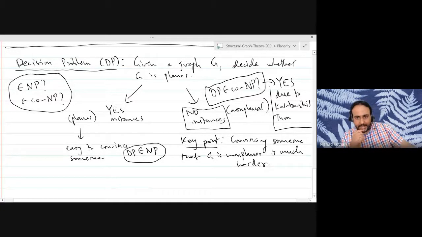And that is one of the main things we are trying to prove in this module. Our main goal in this module is to prove Kuratowski's theorem, and on the way, see other interesting results about planarity.